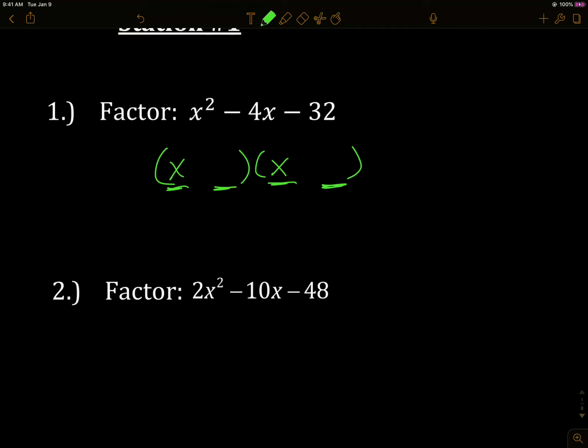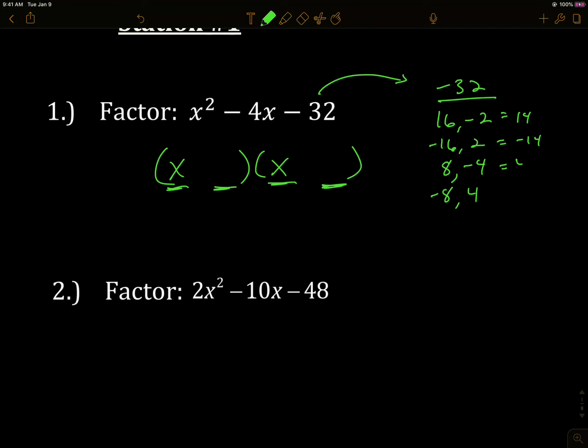In this method, we're just taking the last number, negative 32, and we're looking for numbers that multiply to negative 32 but add to negative 4. So I've got 16 and negative 2, negative 16 and 2. Let's see what else we have. We have 8 and negative 4, negative 8 and positive 4. If I look at what these add up to, that adds up to 14, that adds up to negative 14, that adds up to 4, that adds up to negative 4. So it looks like that's the winner: x minus 8, x plus 4.